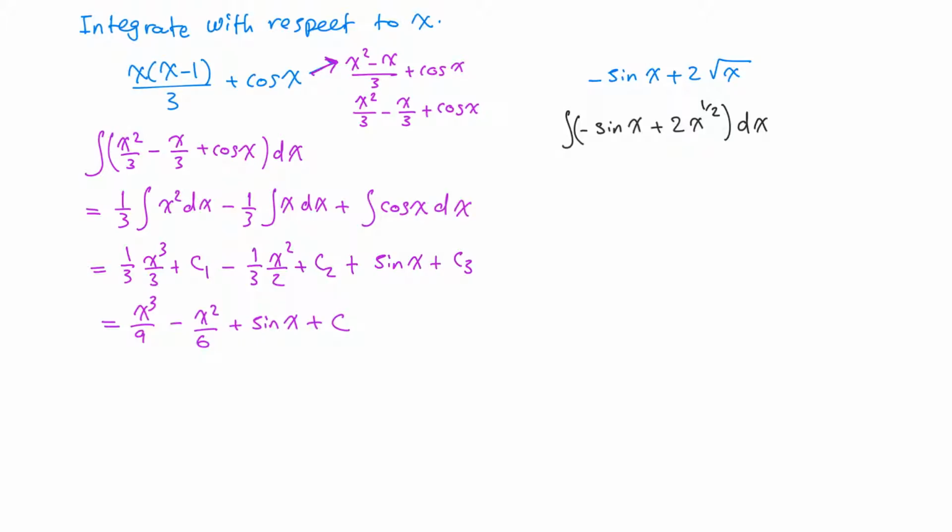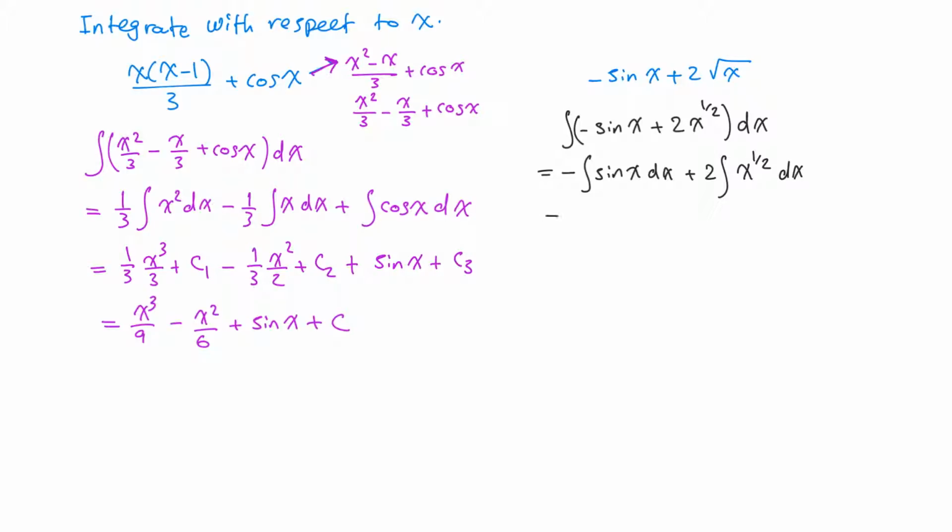And first thing I'm going to do is separate everything. So I get negative sine x dx plus 2x to the 1 over 2 dx. And what I've done is I have taken out the constants from the integral to make my integration easier.